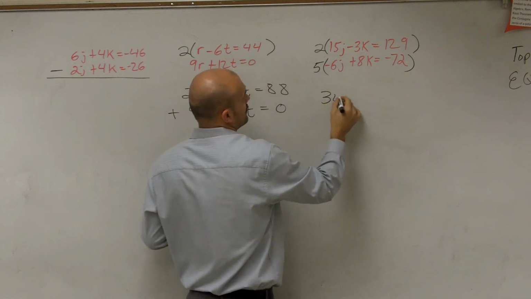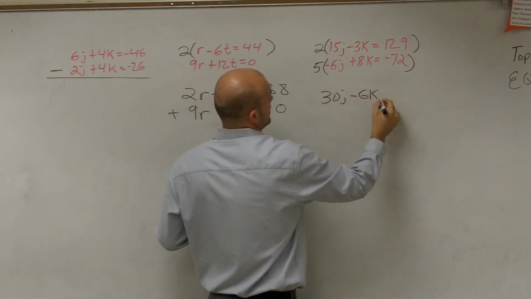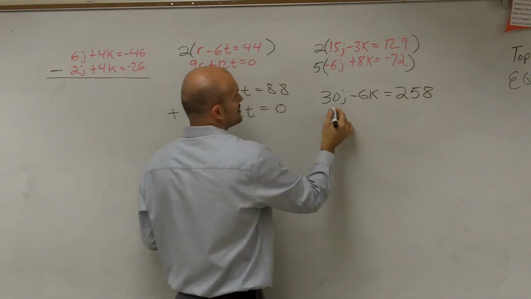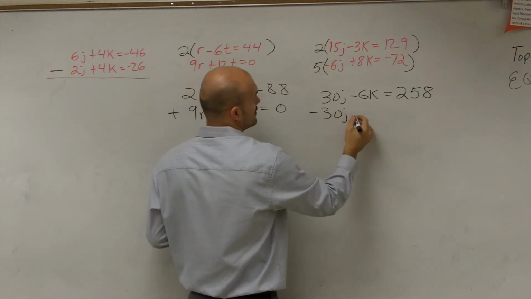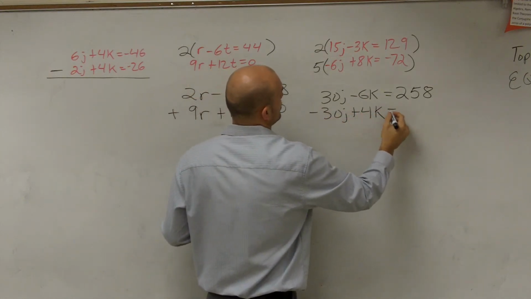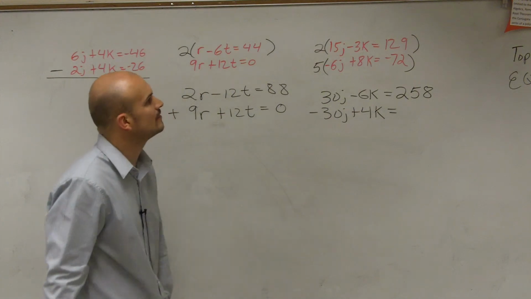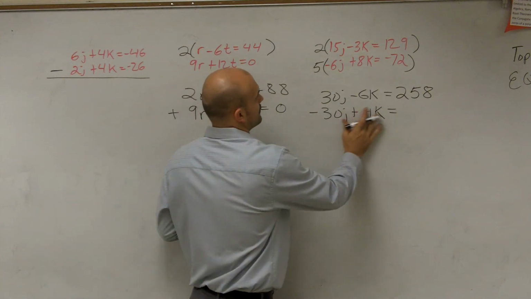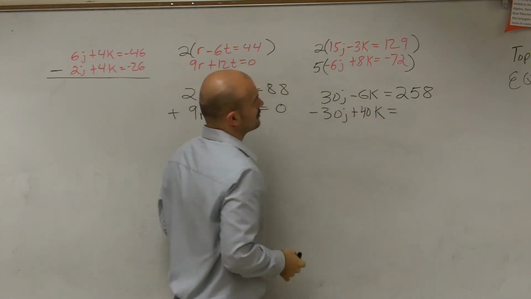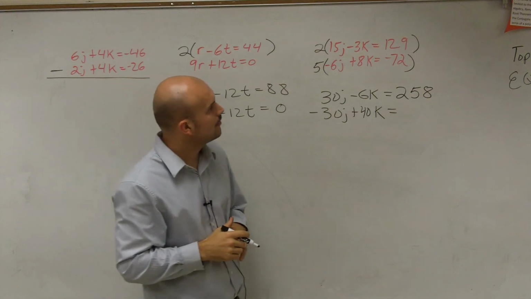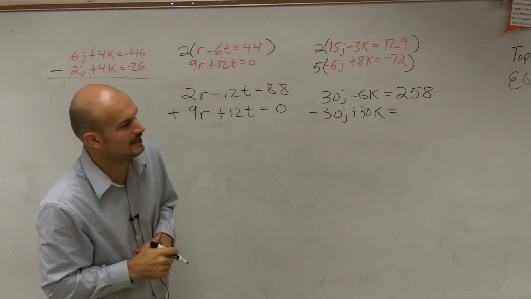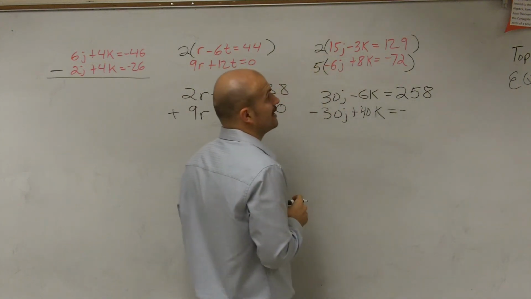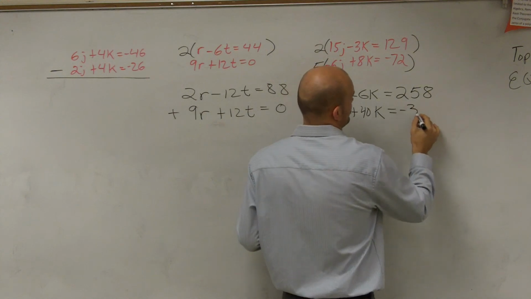So then what you get is 30j minus 6k equals 258. This one becomes negative 30j plus 40k equals 72 times 5. 40k. Thank you. So it'd be 144, 288. Negative 72 times 5. 288, that'd be 360.